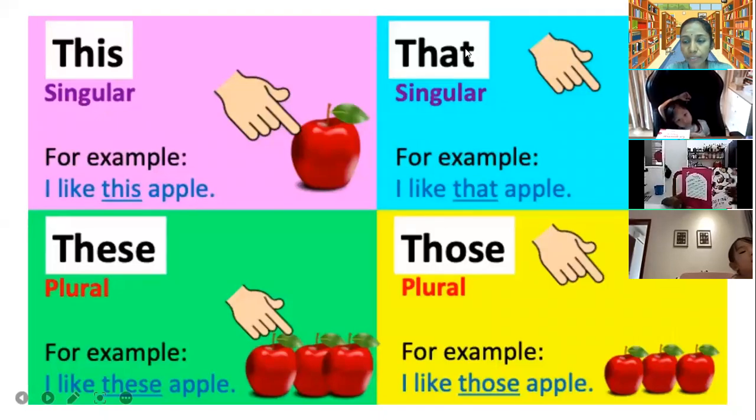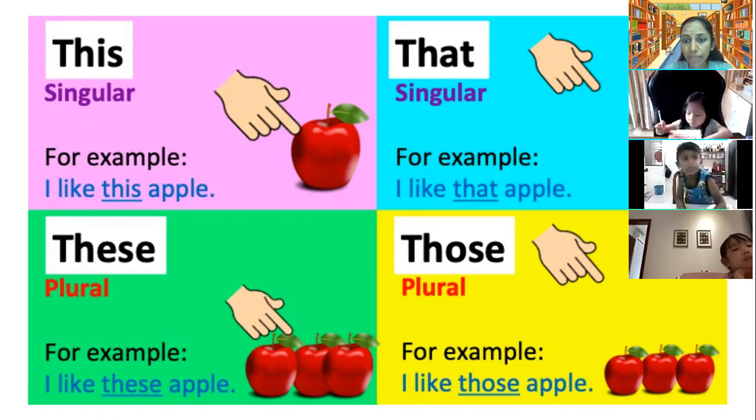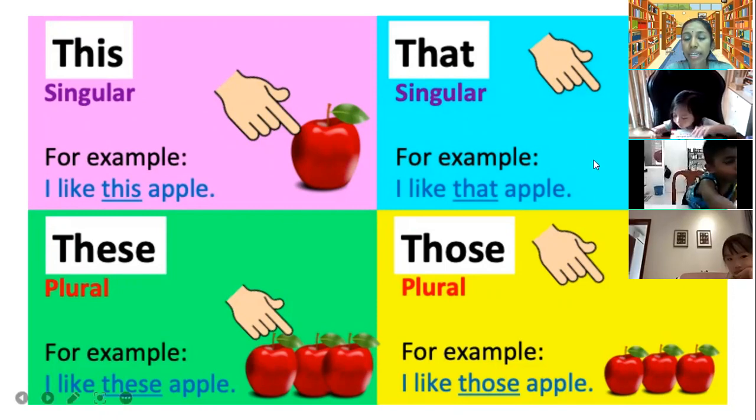So in adjectives, we have the word this, which is THIS. And then we also have THESE, right? So these two words are spelled differently and have different meanings, but the pronunciation is the same. Look at the purple picture, it says singular and the green one says plural.